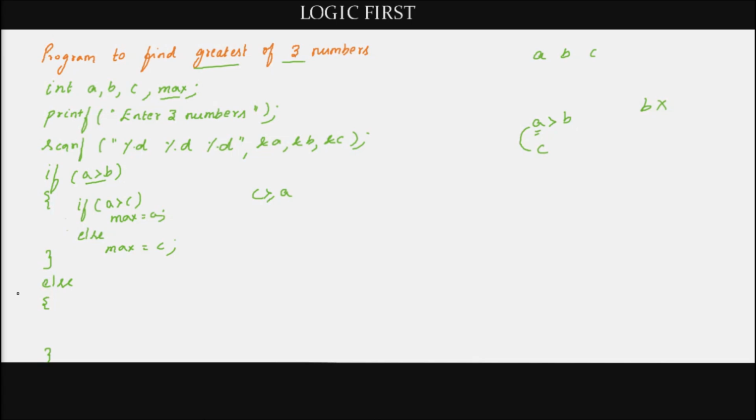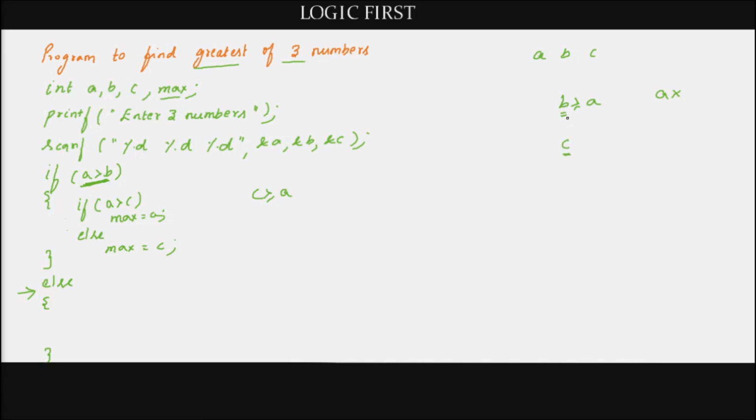Now let's come to this part. This else part is executed only when this condition is false, right? A greater than B is false. Only then the else comes into picture. So if A greater than B is false, it means B is greater than or equal to A. Or in other words, A cannot be the maximum number. It has to be either B or C.